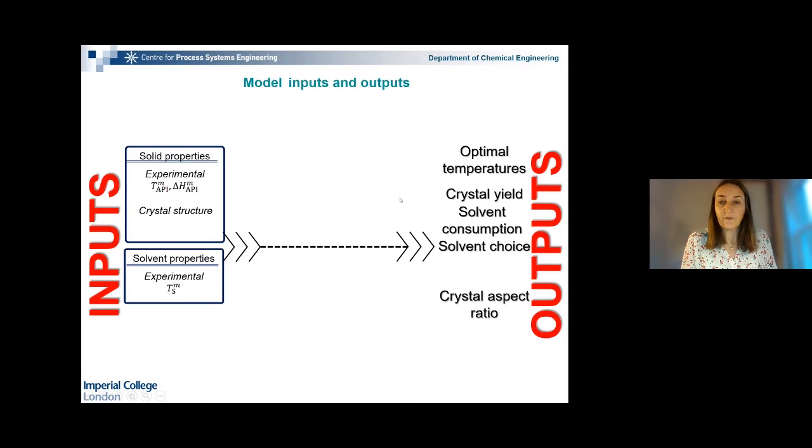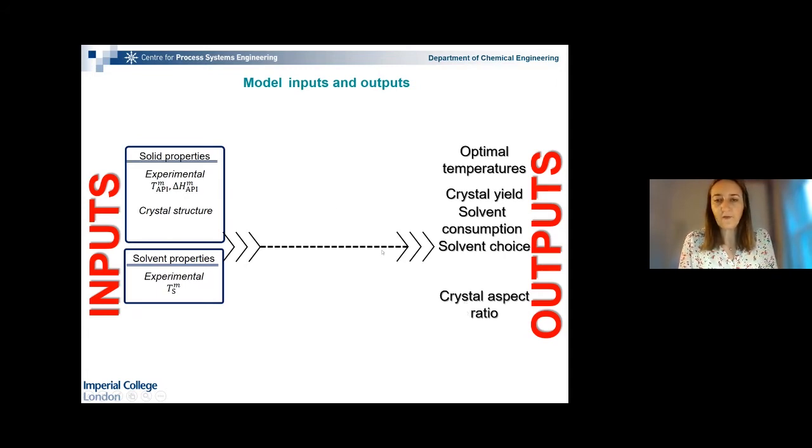What I want to get out of my model and my problem is the optimal operation temperature. So I'm going to look at cooling crystallization in this case. So I want a starting temperature and an end temperature. I want the optimal crystal yield. I want to know about solvent consumption. And of course, I want to know which solvent is going to work best for me. And I want to know what is the crystal aspect ratio.